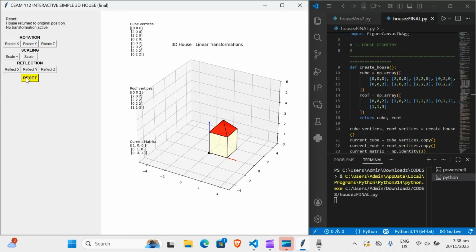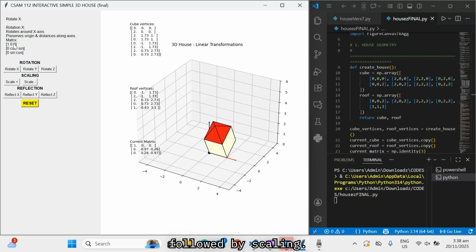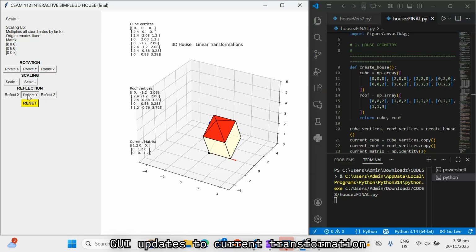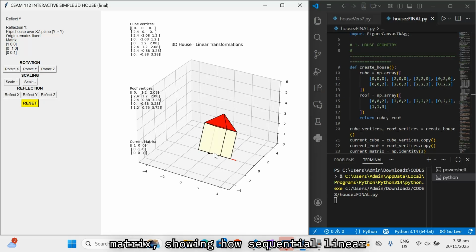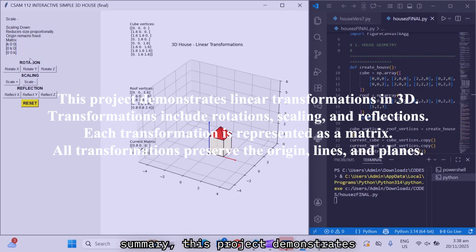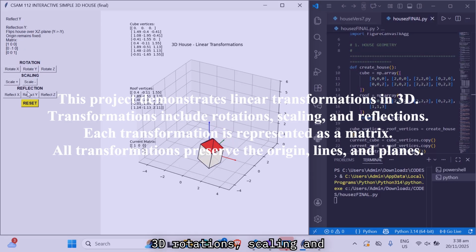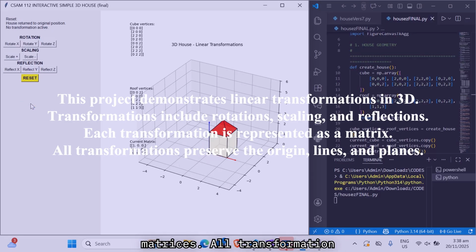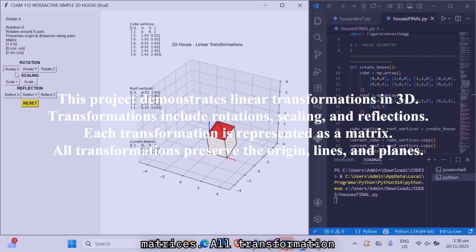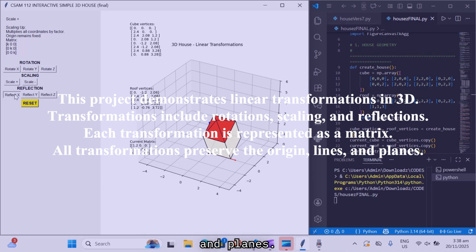From here, we can combine transformations, for example, a rotation followed by scaling and reflection. The GUI updates the current transformation matrix, showing how sequential linear transformations correspond to matrix multiplication. In summary, this project demonstrates how linear transformations in 3D, rotations, scaling, and reflections, are represented as matrices. All transformations preserve the origin, lines, and planes.